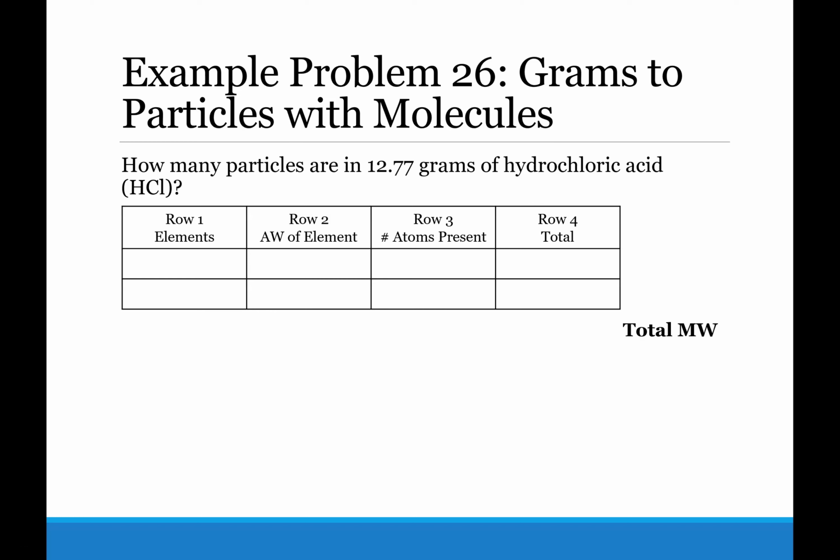Example problem 26 reads, how many particles are in 12.77 grams of hydrochloric acid? So we're told that we have 12.77 grams of HCl, and we want to know the number of molecules, because hydrochloric acid, HCl, is a molecule, not an atom.